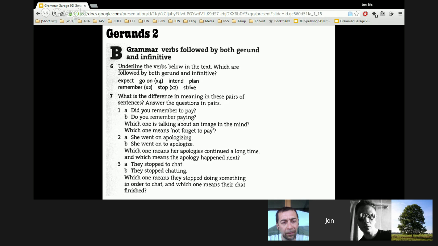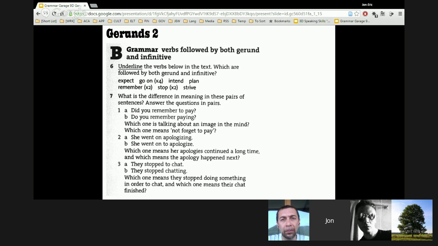Okay, while he's writing, Giancarlo, I want you to think of your own example for any one. Remember, go on, or stop. Think of your own example in your own life, and then we'll correct David's answer. Okay? So what do you think? Think about something you remembered. Think about something you went on to do. Think about something you stopped doing. Okay. For example, my sister remembered to call me this afternoon.